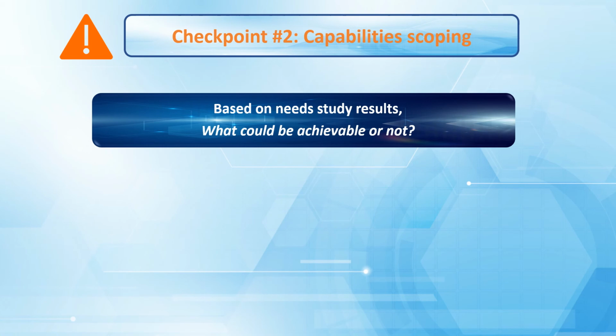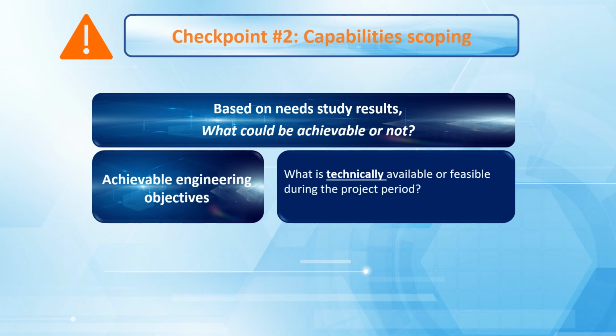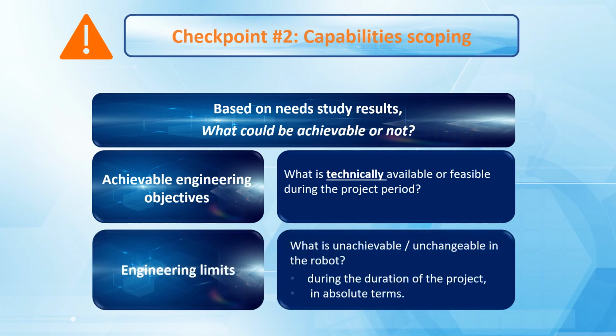Based on the need study results, really look critically at what could be achievable or not. So what are achievable engineering objectives? So what is technically available or feasible during the project period? But also the engineering limits: what is unachievable or unchangeable in the robot during the duration of the project or in absolute terms. So actually what you do here in the second checkpoint is you pick up the results of the needs study and you also pick up the project scoping, the first checkpoint, and you combine that and really look at what is feasible or not.